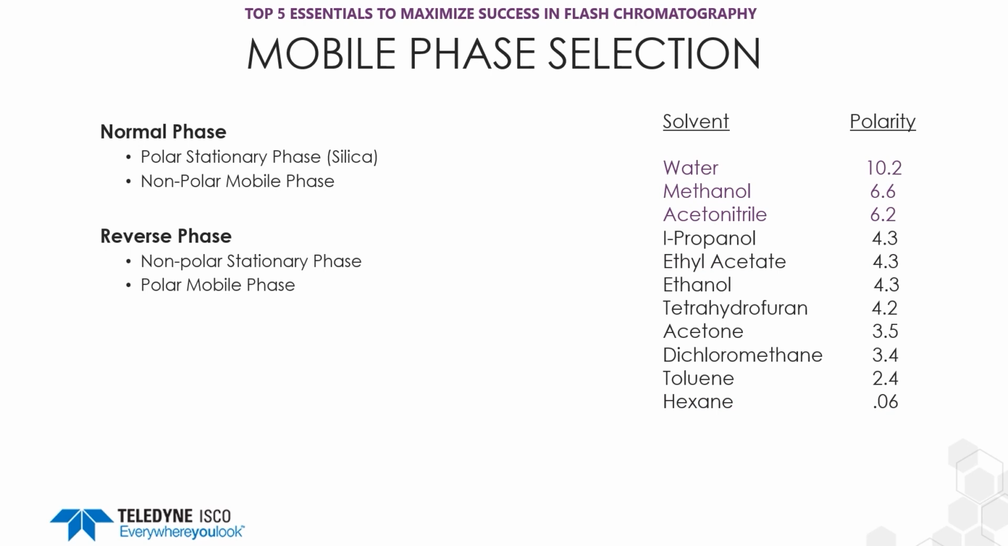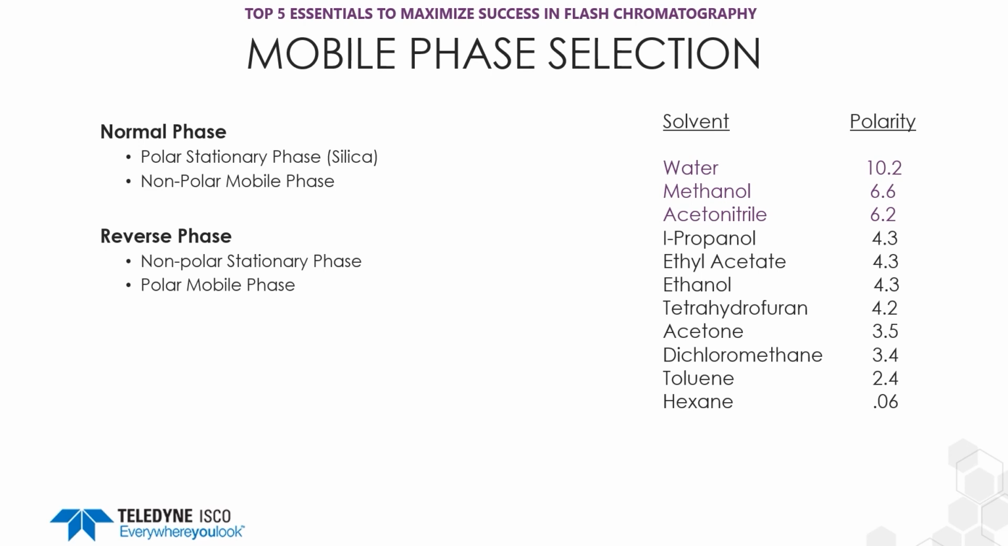Now if we play the reverse card and we switch over to reverse phase, the polarity of the stationary phase and the mobile phase are going to be reversed. So now we're going to be looking at a nonpolar stationary phase, the C18, the C8, the C18AQ, and we're going to look at polar mobile phases. So now water, methanol, acetonitrile are highlighted in purple on the polarity chart. So in reverse phase, we're actually going to start with the most polar solvent. So most times you're going to have water as your first solvent, and then you're going to either use methanol or acetonitrile as your strong solvent.